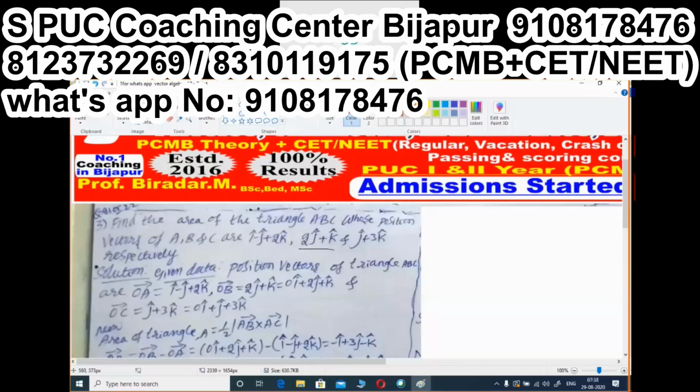Whatever is not given, take it as 0 times. Similarly, for the C vertex, the position vector he has given is j cap plus 3k cap. Again, what is missed in this? The i cap has missed, so you take it as 0 times that i cap.